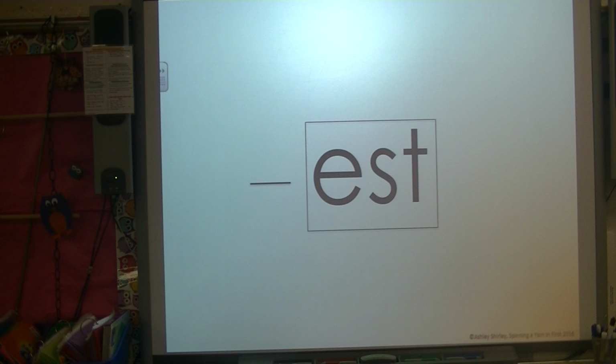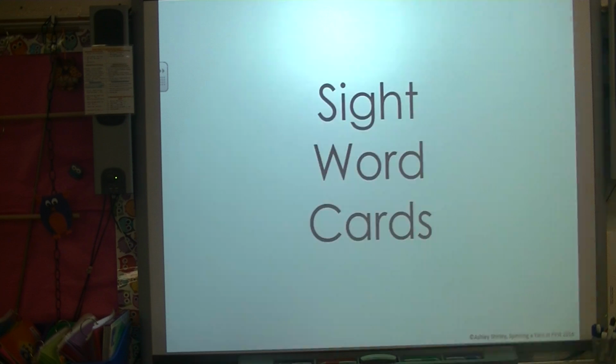Suffix EST compares three or more things. The most. My bed is the softest bed in the house. Softest means the most.